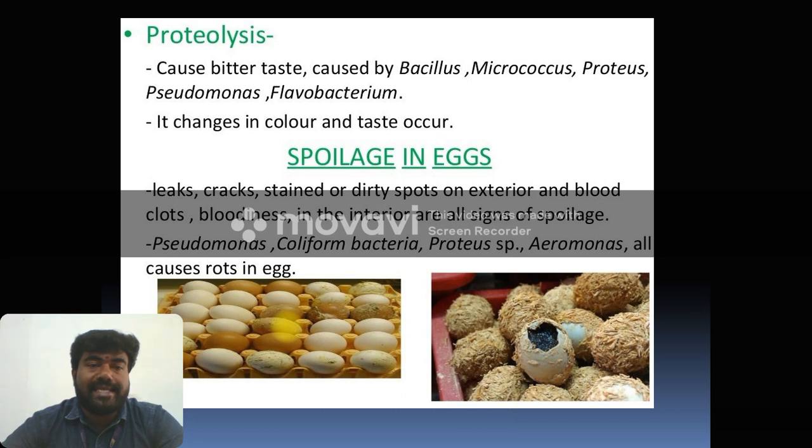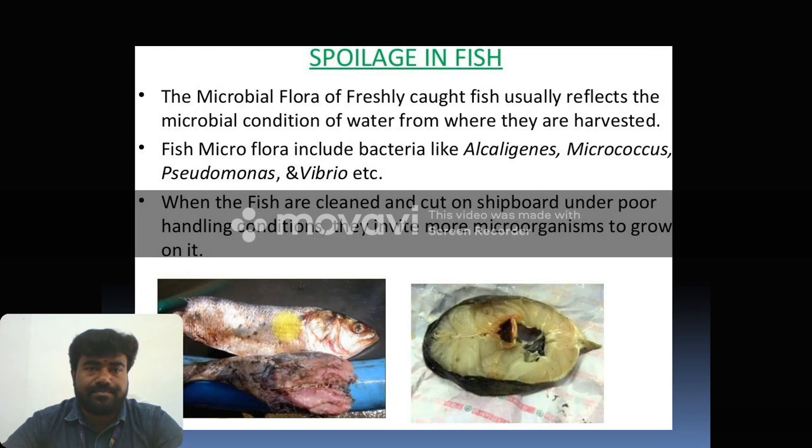Then what is proteolysis? Proteo means the protein content, and lysis means breakdown. Example organisms are Bacillus, Micrococcus, Pseudomonas and Flavobacterium. Then at the same time, spoilage of egg products is caused by coliform bacteria and Proteus species. For fish spoilage, the main causative agents are Pseudomonas and Vibrio species.